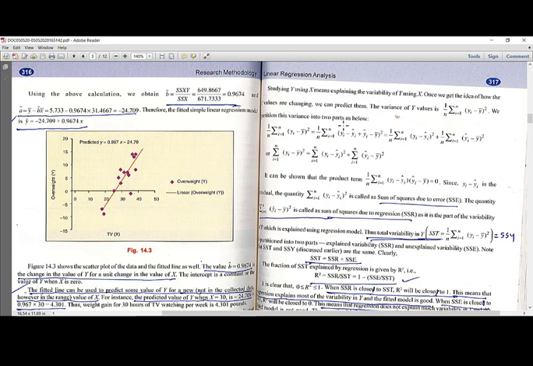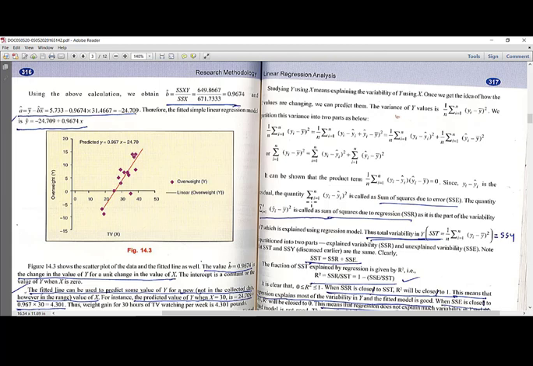1 by n sigma i equal to 1 to n yi minus y bar whole square is written as 1 by n sigma i equal to 1 to n, and here one yi cap is subtracted and here yi cap is added, so that this remains the same. However, due to this way of writing, we can write this summation as 1 by n sigma i equal to 1 to n yi minus yi cap whole square plus 1 by n sigma i equal to 1 to n yi cap minus y bar whole square.